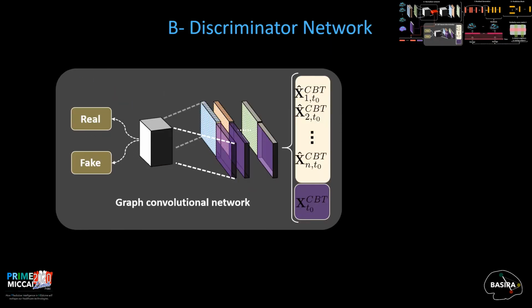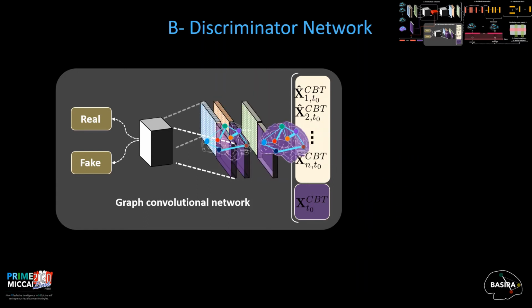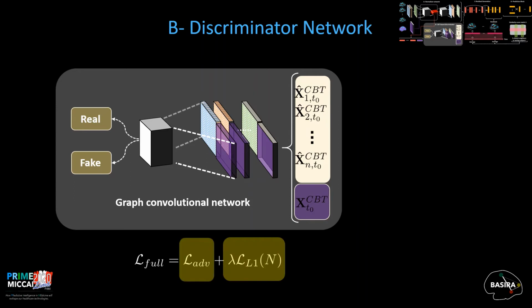Here is our normalizer discriminator. As a regularizer for the normalizer network, the discriminator takes as input a concatenation of the normalizer's output and the CBT, and decides whether the normalized graph looks like a real or fake CBT. If the discriminator decides that the normalized graph is real, it means that the brain graph is well normalized. Our normalizer aims to optimize the following loss function. To improve the quality of the normalized graph, we add an L1 loss term to the adversarial loss function to minimize the distance between each normalized graph and its related ground truth graph.